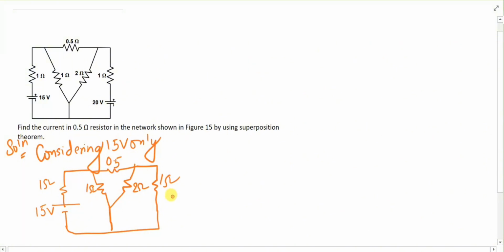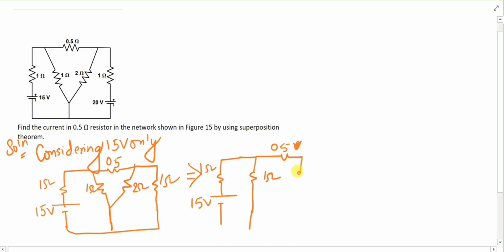To identify the current flowing through 0.5 ohm, we noticed that the 15 volt, 1 ohm and 1 ohm are over here. This 0.5 ohm, and 1 and 2 divided by 3, which is equal to 0.67 ohm resistor. Now you can use the current divider rule, or you can directly identify I total first.